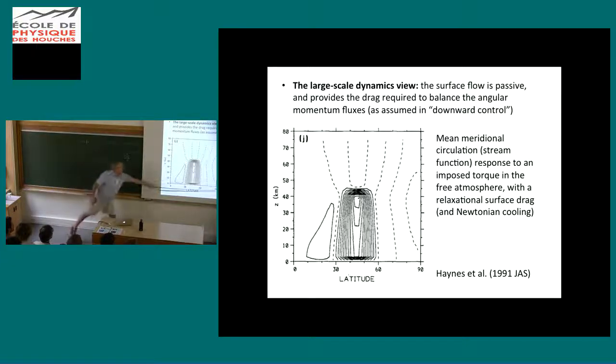This is the downward control paper from Haynes et al. A long time ago now. This is an idealized experiment. I said I would show only observations, but sorry, this is obviously not. I think this is the one model result this morning.